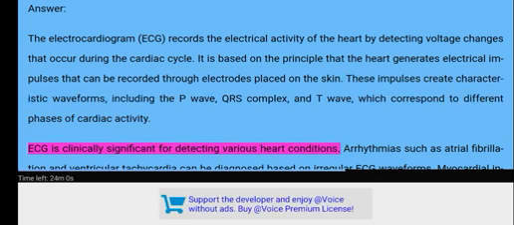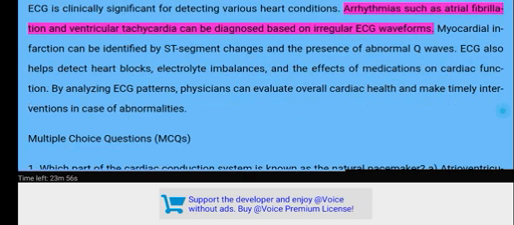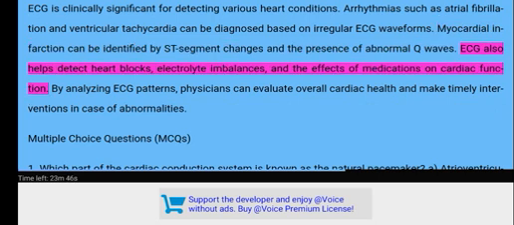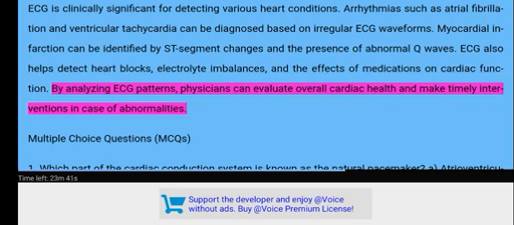ECG is clinically significant for detecting various heart conditions. Arrhythmias such as atrial fibrillation and ventricular tachycardia can be diagnosed based on irregular ECG waveforms. Myocardial infarction can be identified by ST segment changes in the presence of abnormal Q waves. ECG also helps detect heart blocks, electrolyte imbalances, and the effects of medications on cardiac function. By analyzing ECG patterns, physicians can evaluate overall cardiac health and make timely interventions in case of abnormalities.